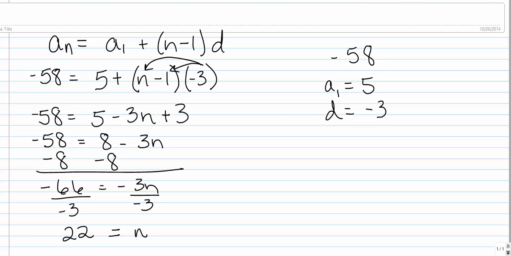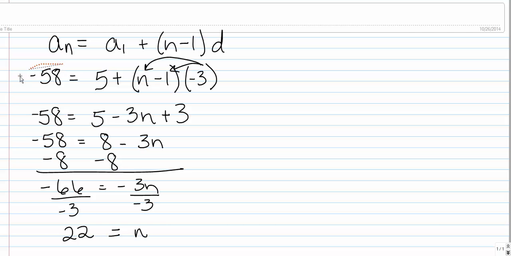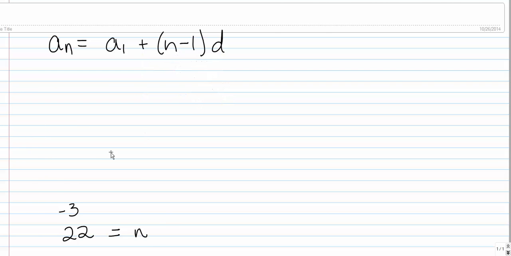Okay? Some other things that you can do with this formula. Whoops, I missed some of this. We'll get it.